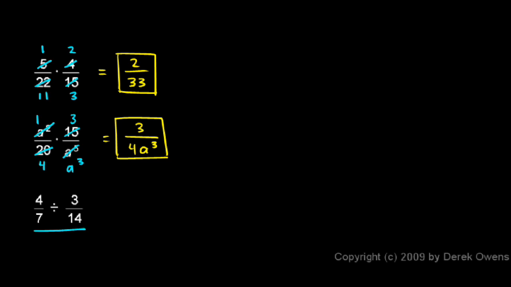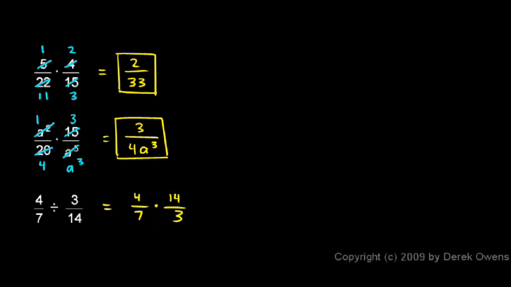Now here we have a division problem, 4/7 divided by 3/14. The way to divide by a fraction is to rewrite the problem as a multiplication problem. So instead of 4/7 divided by 3/14, I'll have 4/7 times 14/3. Dividing by a fraction is the same as multiplying by the reciprocal of that fraction. And so now I just have to multiply 4 times 14 over 7 times 3.